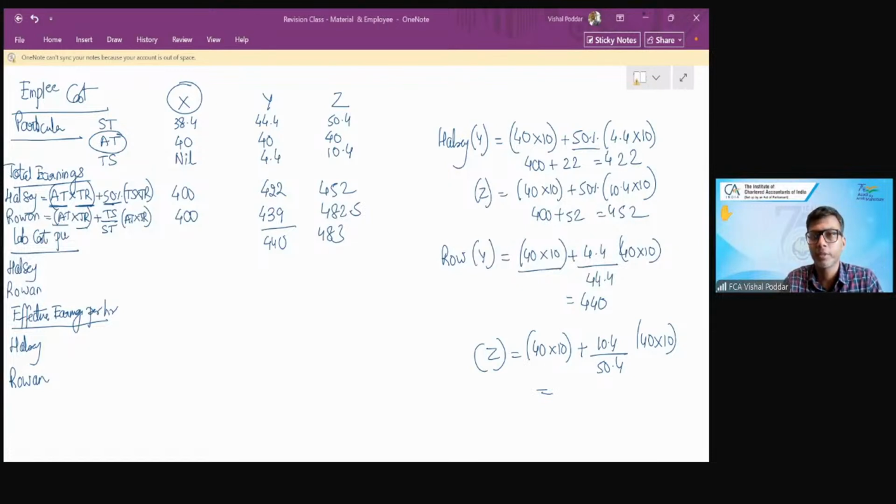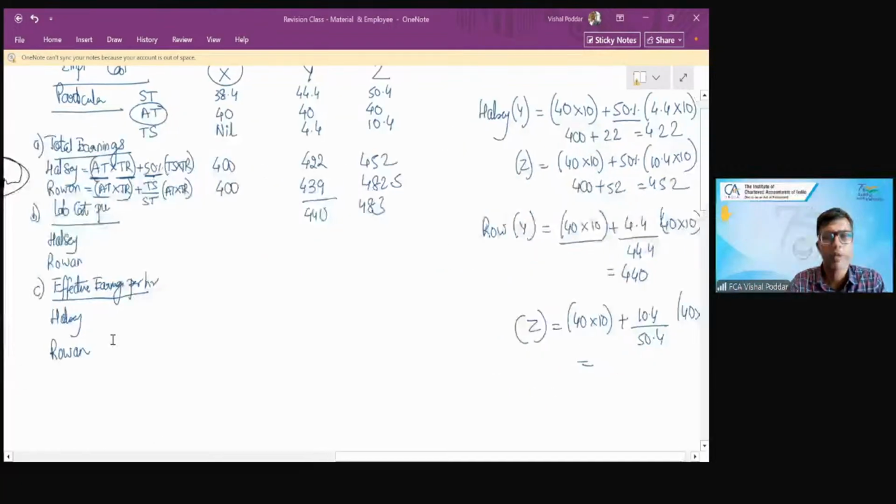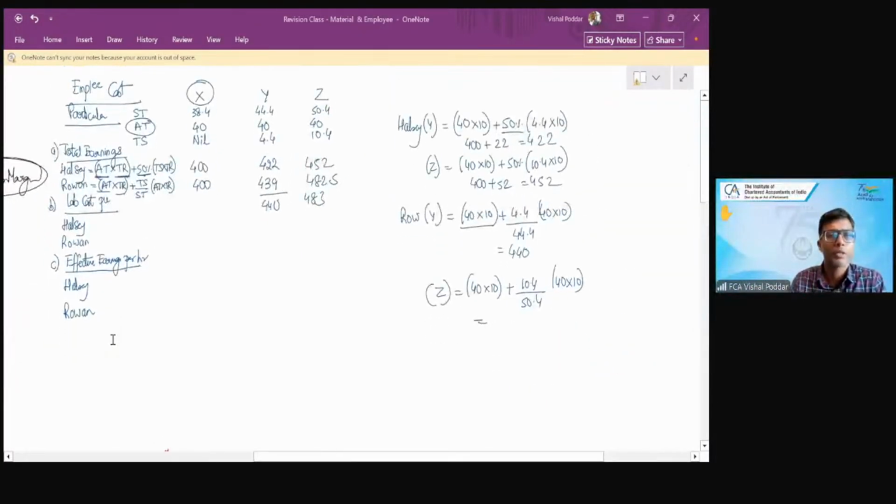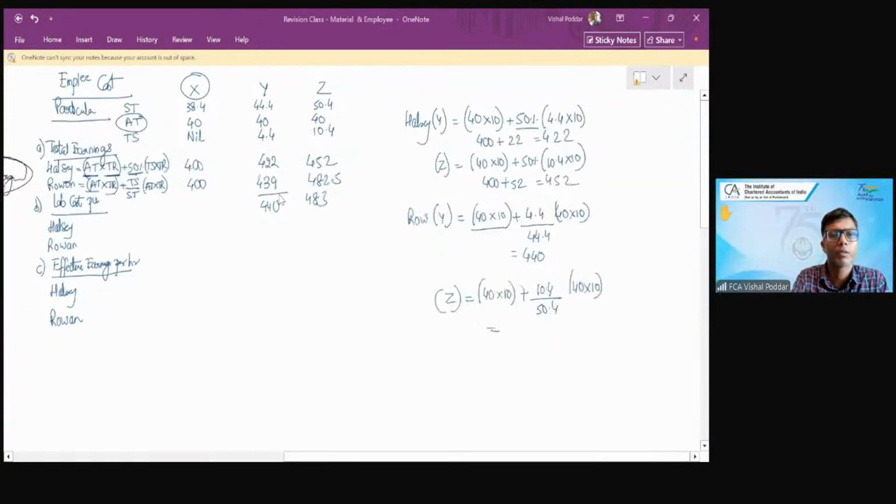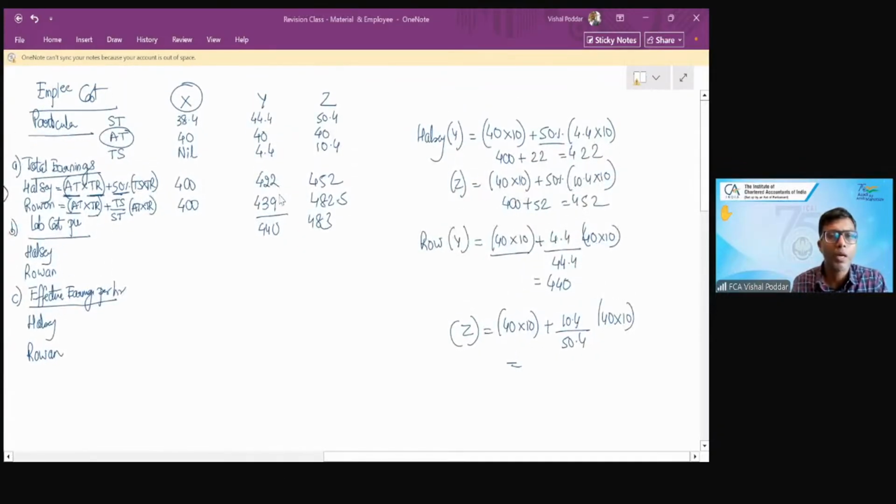Perfect, students. So now you all have got the workings. Now, this is the total earnings. Total earnings means your wages under the respective plan. Correct? Now, what we need to also find out is, you may be asked to find out labor cost per unit. Okay, I'll just give one single figure, 440, 483. So these are my final answers.